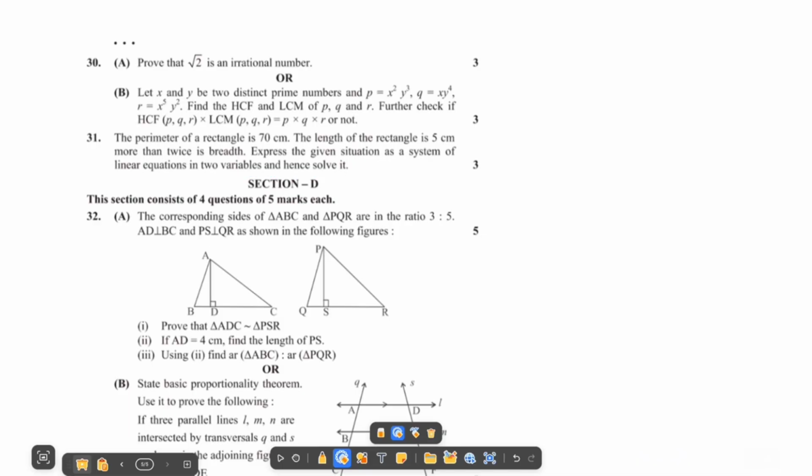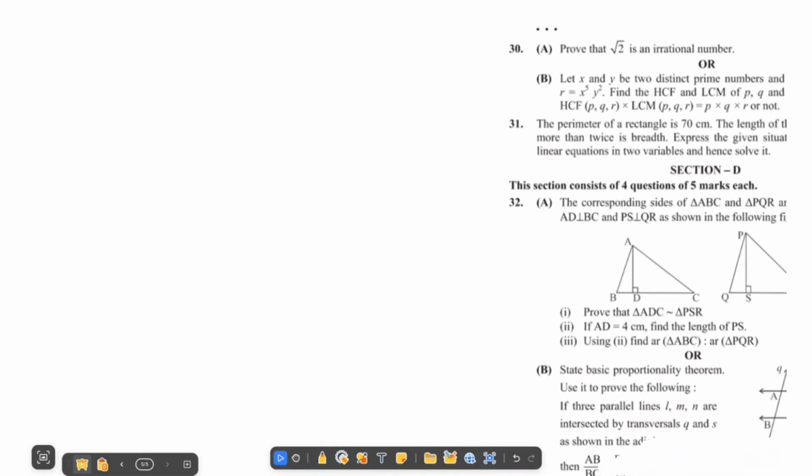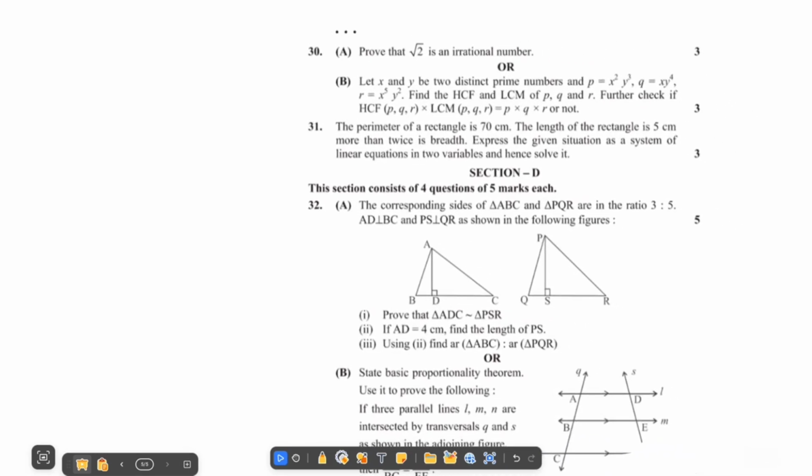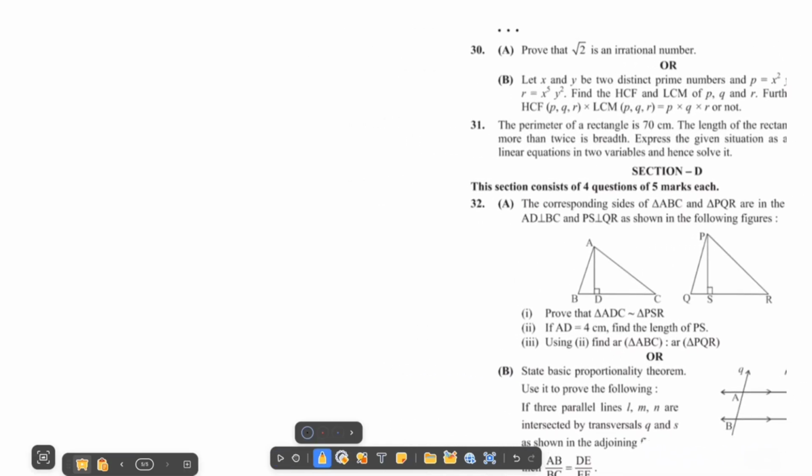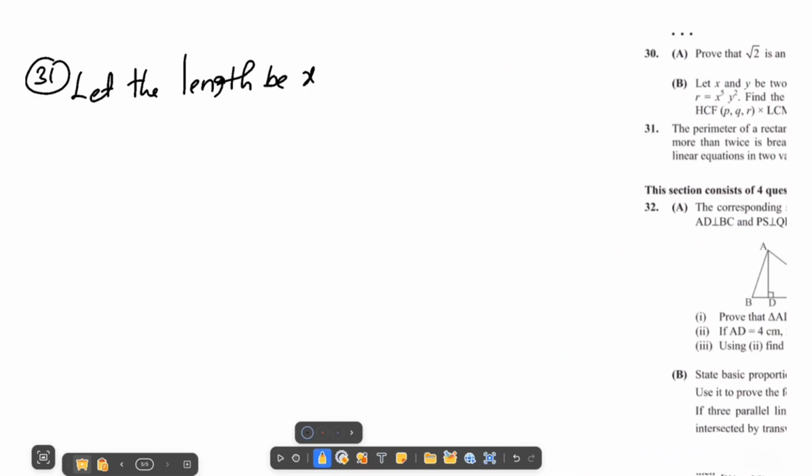So let us try to solve it. Here what is given: length is 5 centimeters more than twice the breadth, and the perimeter is given as 70 centimeters. So let the length be x and the breadth be y.